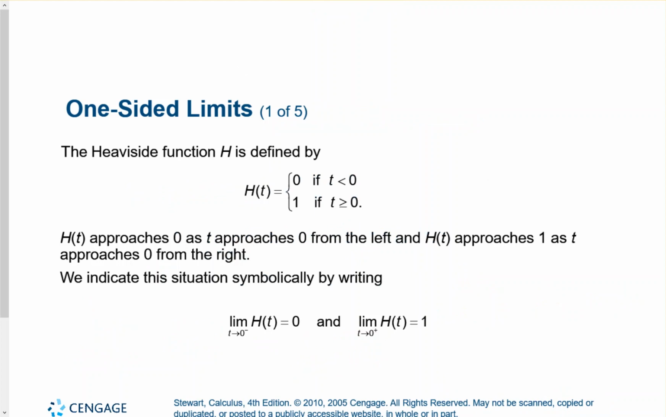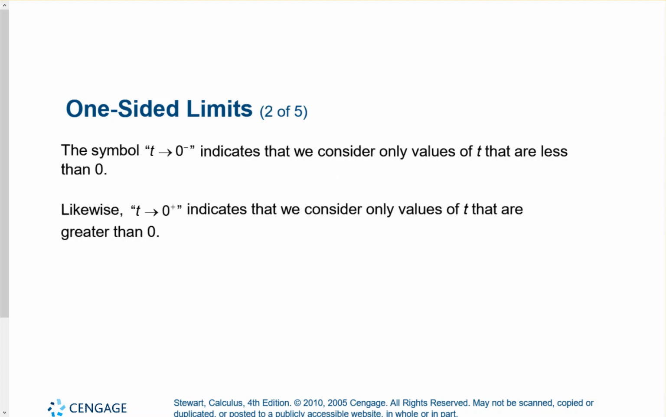Okay, so one-sided limits, and we just talked about that with the Heaviside function. The symbol t approaches 0 minus indicates we consider only values of t that are less than 0. And then likewise, t approaches 0 with the plus indicates we consider only values of t that are greater than 0.